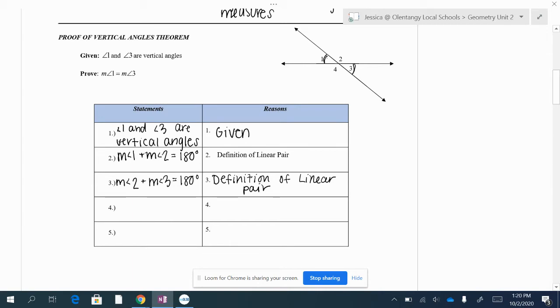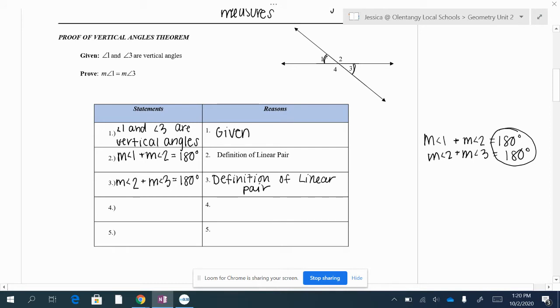Now this is where the rest of the proof we have to fill in ourselves. Okay, so here, for example, I'm just going to write this off to the side. If I have measure of angle 1 plus measure of angle 2 equal 180, and I also have measure of angle 2 plus measure of angle 3 equal 180, they are both equal to the same thing. Okay, if they are both equal to the same thing, that's the overlap. So this is going to be the transitive property, and this is where the transitive property is used the most.